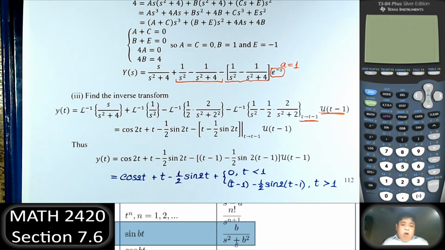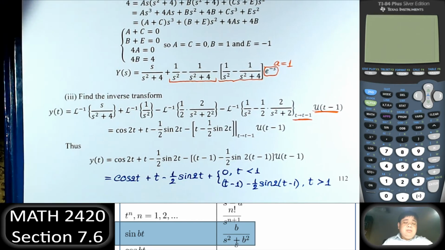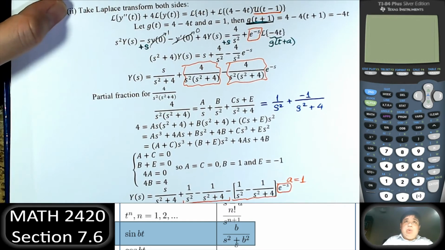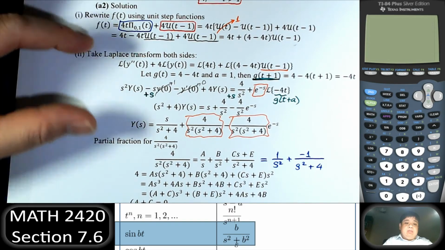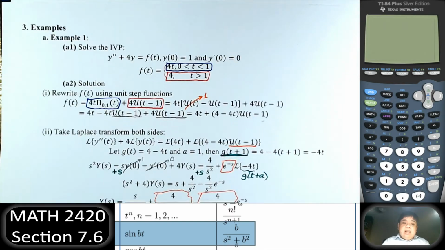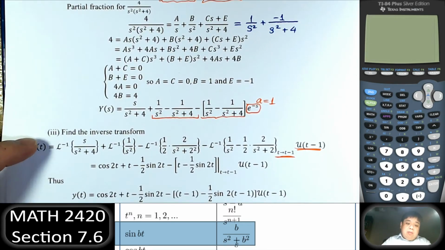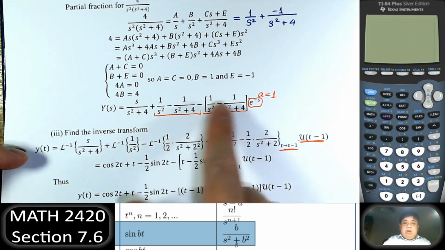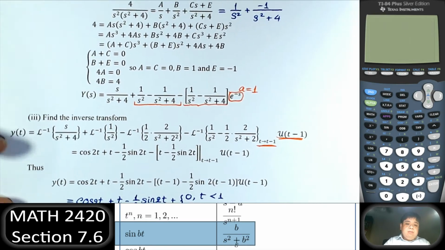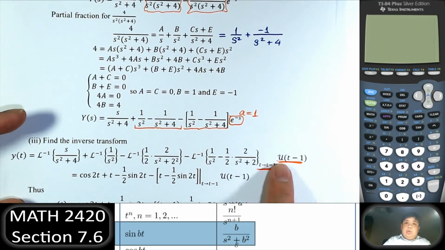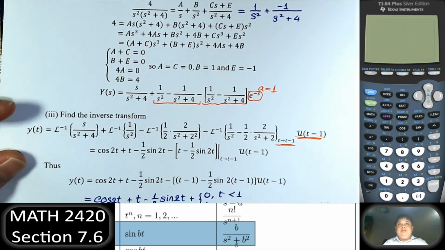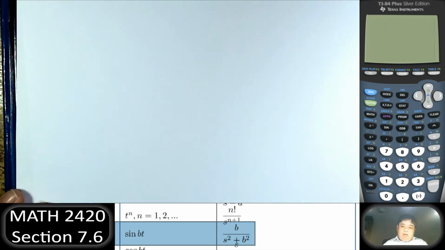What makes this a little more complicated is that here we have to rewrite the function using the unit step function, and then we have to find the Laplace transform for that. After that, when we do the inverse Laplace transform, that involves the unit step function also.